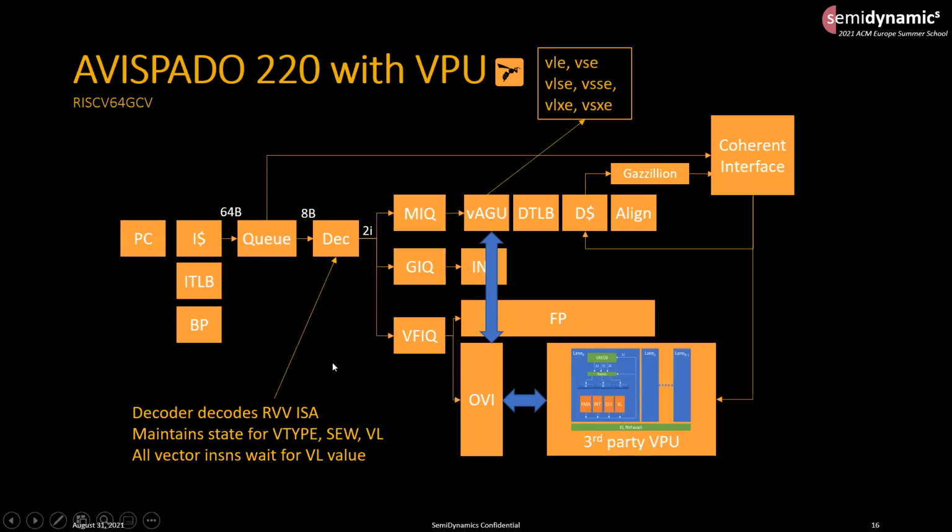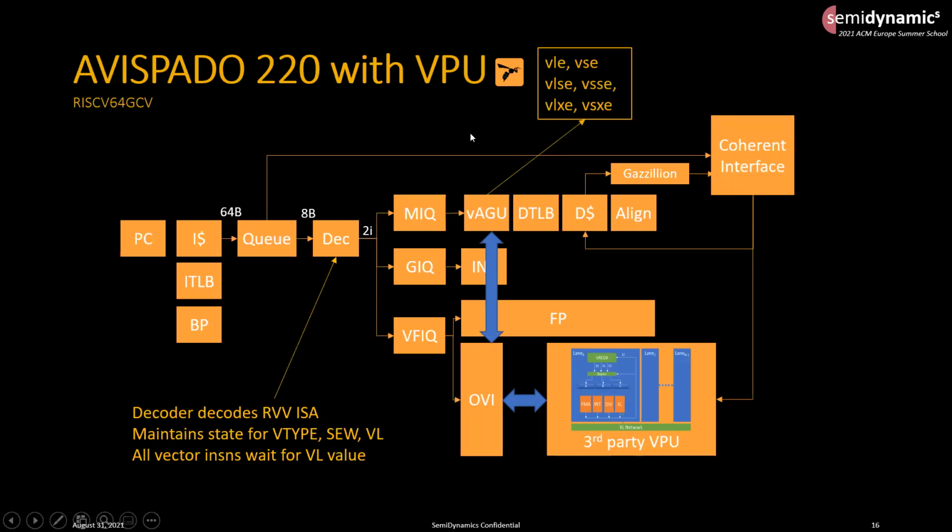At the decoder, we know, okay, we're working on this SEW. We know the vector length, let's say 24. We want to load 24 elements from memory. We ship the vector load VLE instruction to the MIQ. The MIQ passes that to the VAGU, and the VAGU says, okay, what do I have to do? Okay, I want to load 24 elements, each one 8 bytes long, from this starting address.